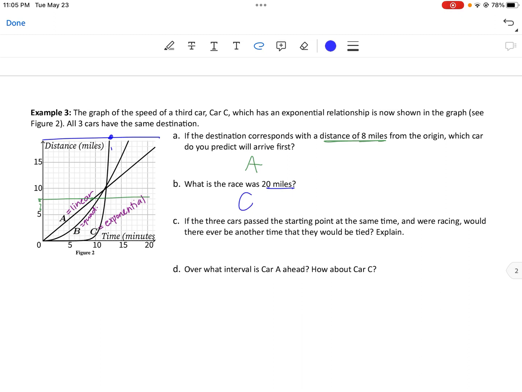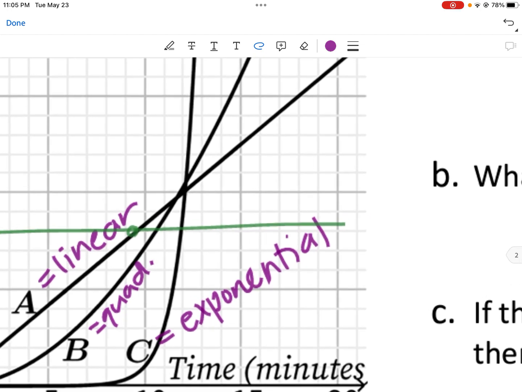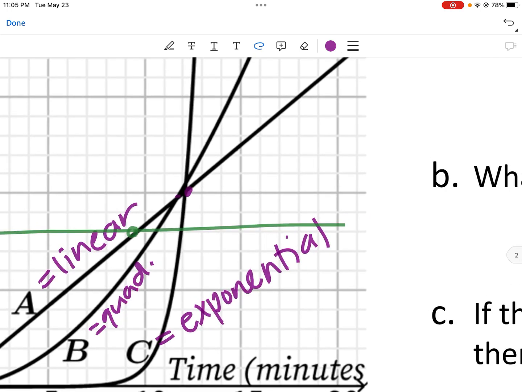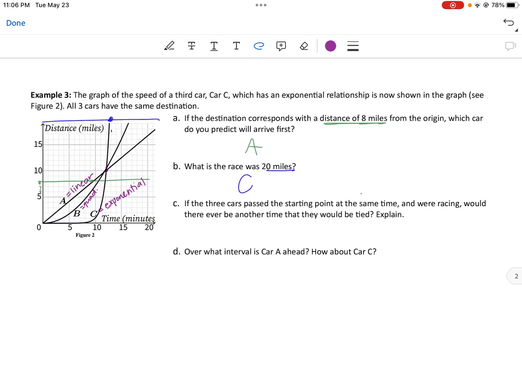If the 3 cars pass the starting point at the same time and they're racing, would there ever be a point when they tie again? Now I feel like this graph is not super clear, but at this point you can kind of see they cross here, they cross here, they cross there. I think they're slightly off. But it depends. In that one, it's happening in less than 1 second, so it probably is going to look like they're all crossing.